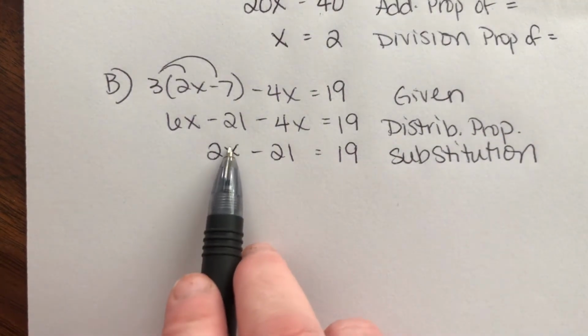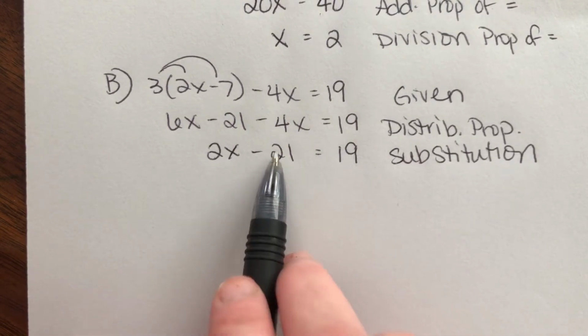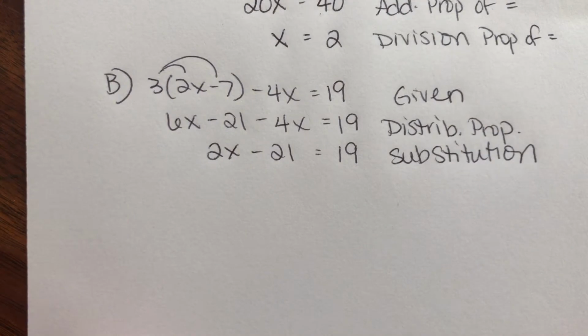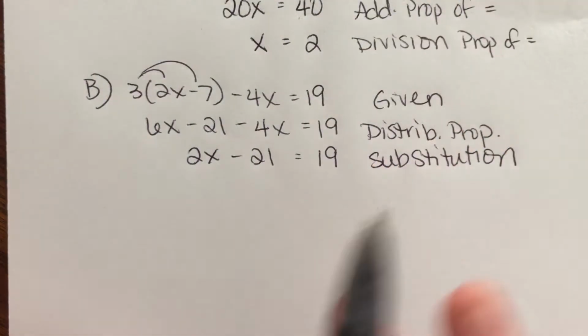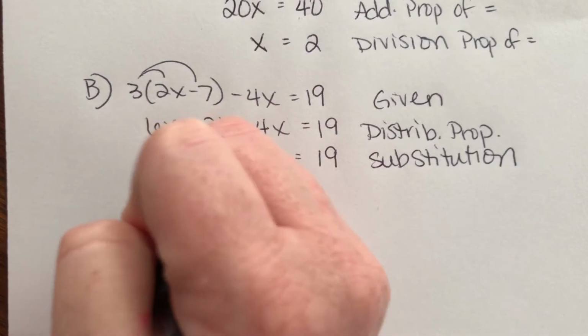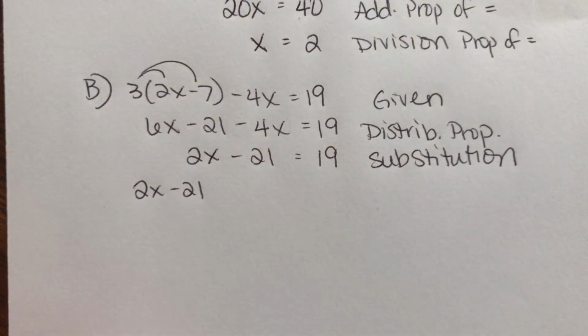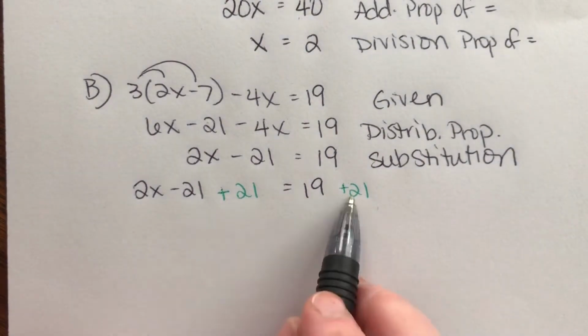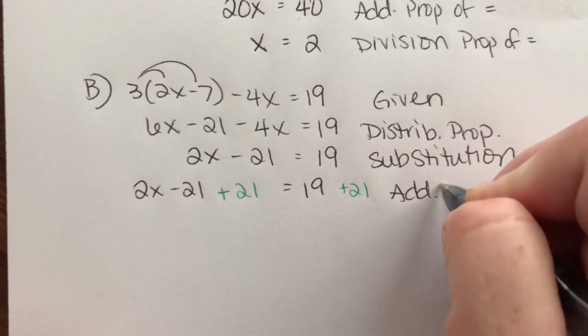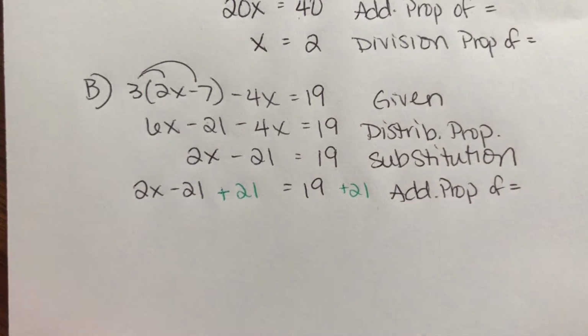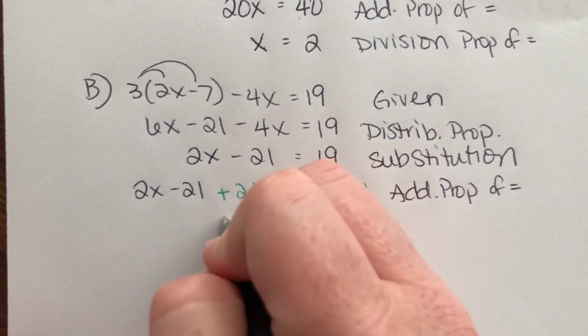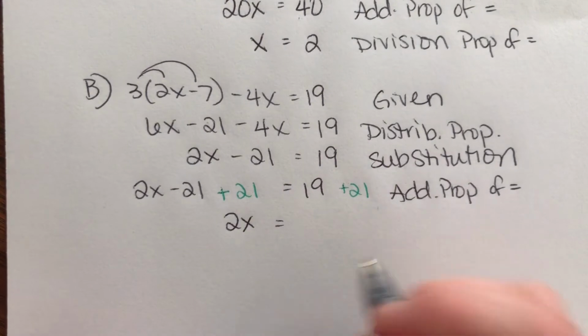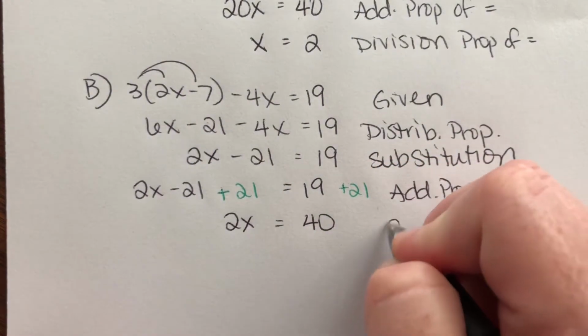And now to get x alone, I want to add 21 to both sides of my equal sign. I'm going to do this in two steps just to show you what I mean, and then I'm going to cross out what you don't need. So 2x minus 21, and then I'm going to add 21 equals 19 plus 21. And since I'm adding 21 to both sides, that's the addition property of equality. And then in the next step down is where I want to simplify. So these cancel each other out, and I'm left with 2x. 19 and 21 is 40. And I would just write substitution.